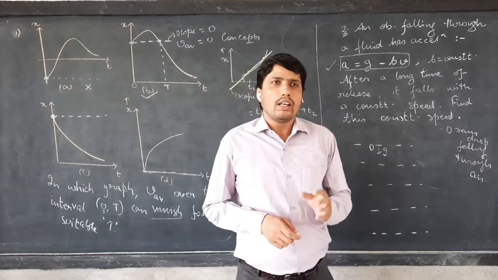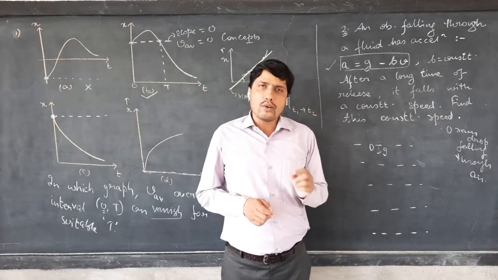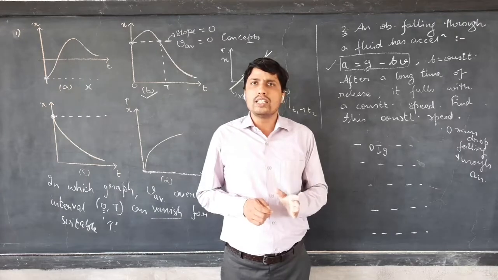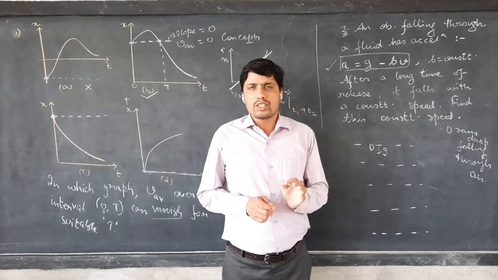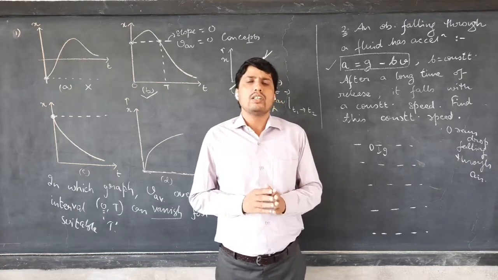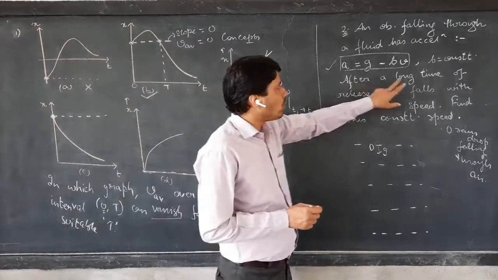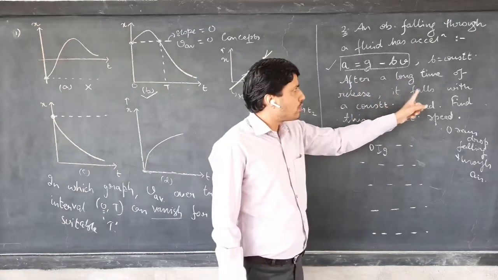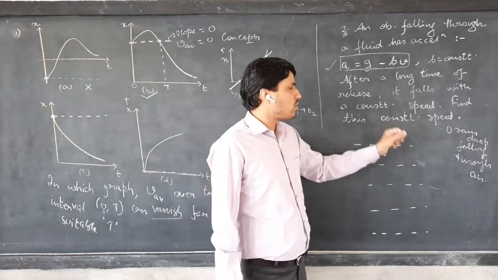What would happen then? If acceleration reduces to zero, that means after that there is no increase in velocity or the speed. So at that instant and beyond, acceleration will be zero. That means the velocity will become constant. So that's why it is given that after a long time of release, the object falls with constant speed, because of the reason I explained. Find this constant speed.